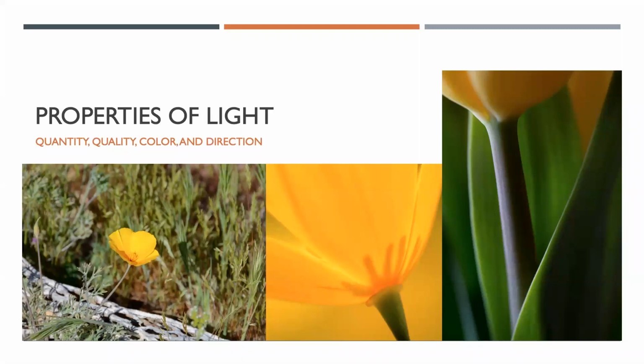The middle picture is an example of backlight. So the light is behind the poppy, casting shadows from the stamens in the center onto the petals in the front. The third image is side light, and hopefully you can identify the light is coming from that left side.